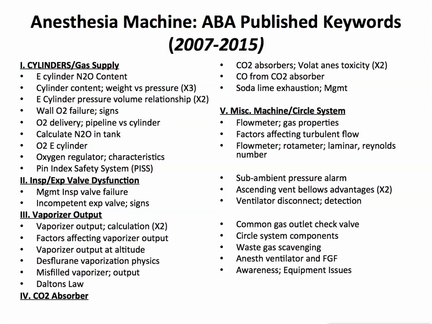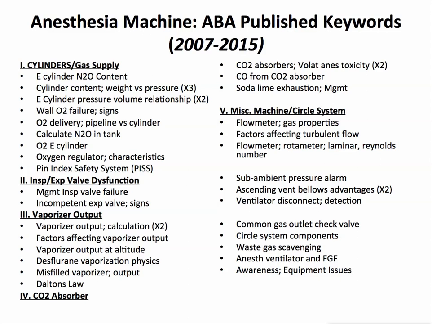So if we look at the 2007 to 2015 published keywords on machine topics, I've broken them down into 5 categories. The first category is cylinders and gas supply, things like the E-cylinder pressures and volumes of gases and the relationships between pressure and volume of gases in E-cylinders, both nitrous and oxygen.